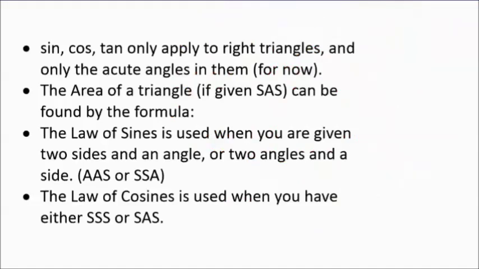Okay, as a quick recap, sine, cosine, and tangent only apply to right triangles and only the acute angles in them for now. The area of a triangle with given side, angle, side can be found by the formula area equals 1/2 ab sine C. The law of sines is used when you are given two sides and an angle or two angles and a side. So angle, angle, side, or side, side, angle. And lastly, the law of cosines is used when you have either side, side, side, or side, angle, side.